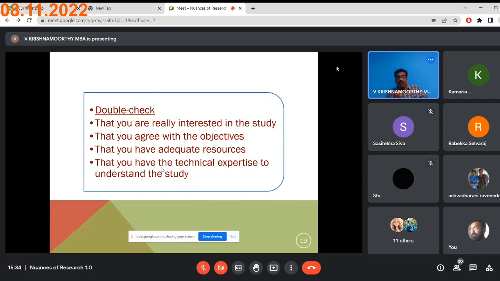You should know what is research design, and what are the different types of research design. You should know what is sampling design, what is questionnaire design, what are the different data collection methods, and the scaling techniques. You can get this information from any one of the books.